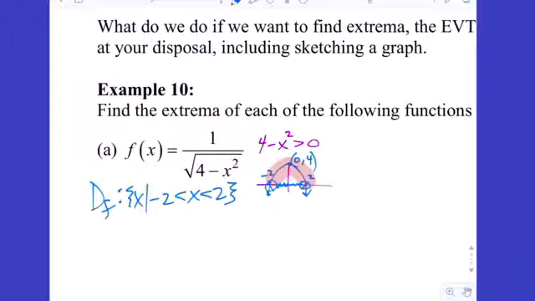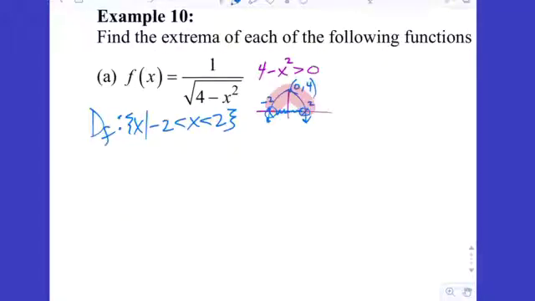What graphical features do we have then at 2 and negative 2? What do you get when you plug a 2 in? You get 1 over 0. And if you plug a negative 2 in, you also get 1 over 0. So remember, non-zero over 0 means that there's a vertical asymptote there. Now, if you plug in a negative 3 or a positive 3, you're not getting 0 in the bottom. You're getting a negative under the radical, which means it's imaginary. But that tells you what the graph looks like at the edges here. You have vertical asymptotes.